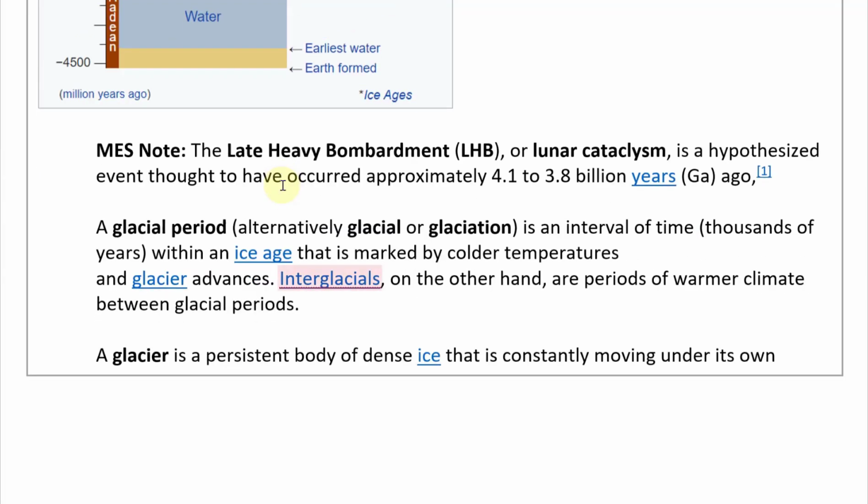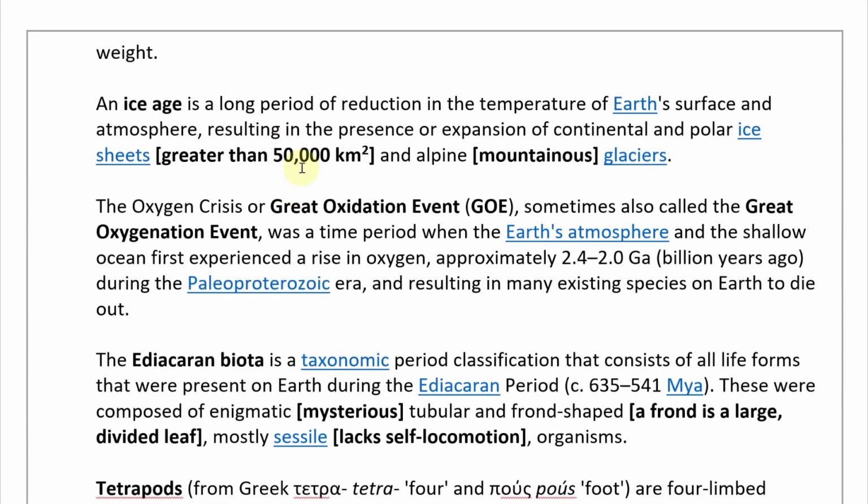Let's continue further and read up on more of this one here. This is the Oxygen Crisis, or Great Oxidation Event, GOE.